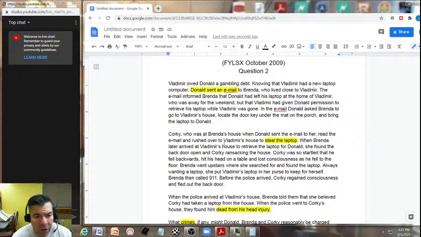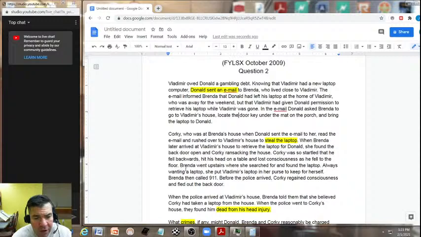Now when Brenda arrived at Vladimir's house to retrieve the laptop for Donald, she found the back door open and Corky ransacking the house. Now Corky, who was so startled, this is the aspect about the homicide, fell backwards, hit his head on a table, and lost consciousness as he fell to the floor.